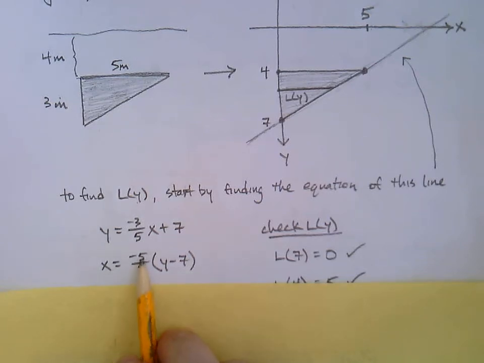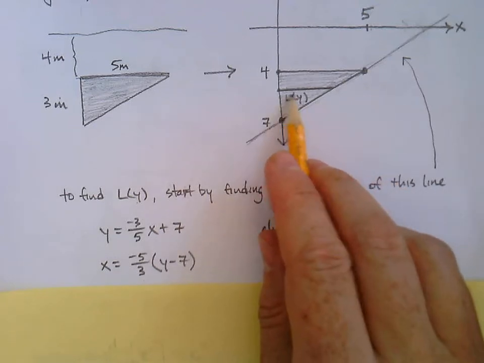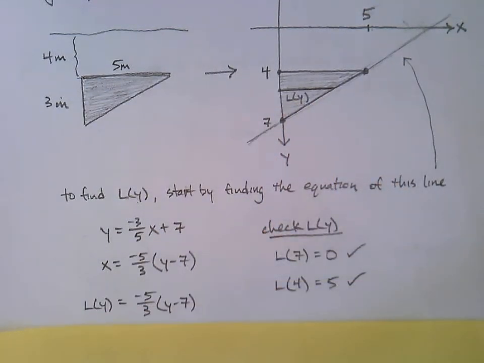x equals -5 over 3 times (y minus 7). So when we rethink that equation to be solved for x, that's it. We got it. That's L of y right there. L of y equals -5 over 3 times (y minus 7). It's with respect to y, but it's really just the equation of that line.